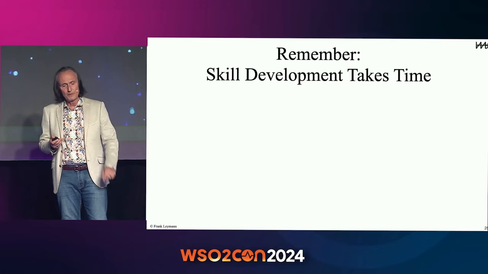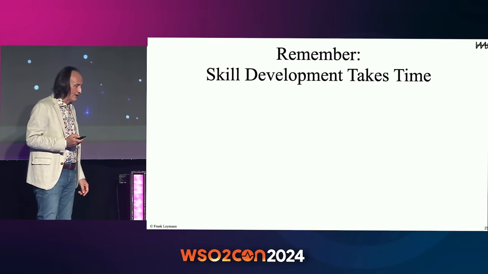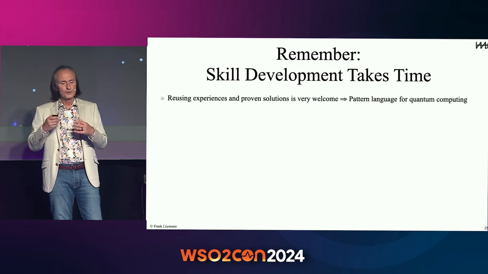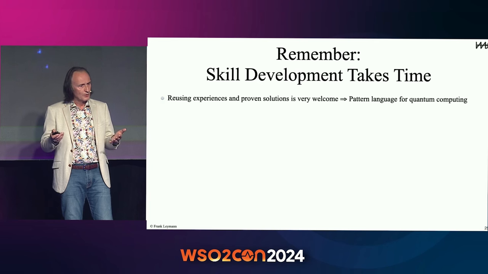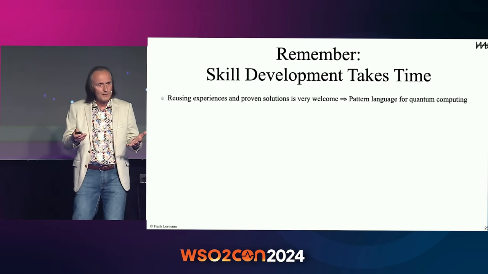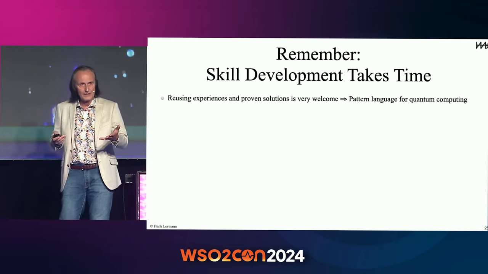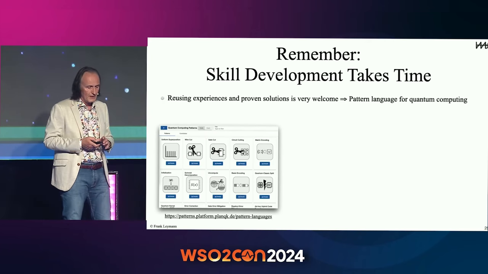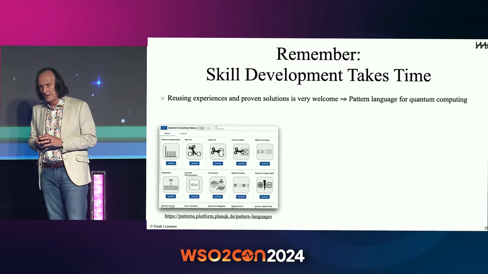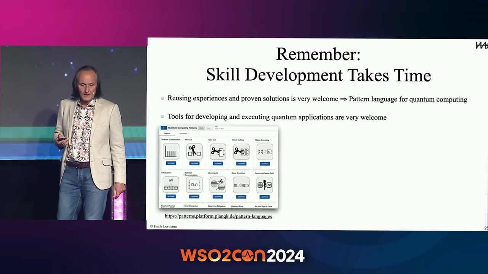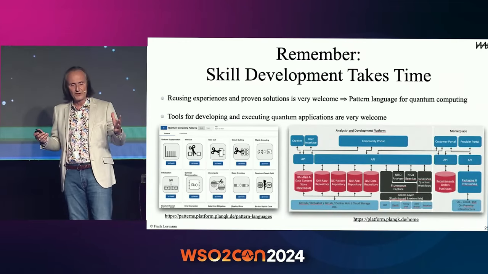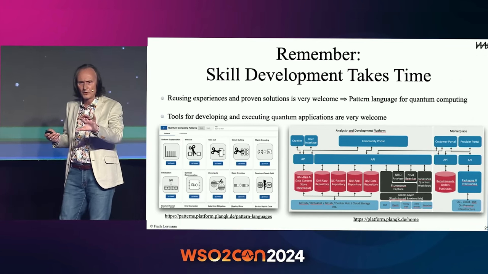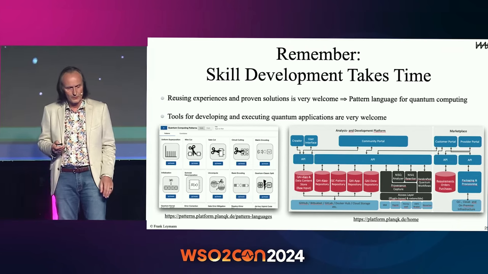And again, skill development takes time. So what is also available is the ability to reuse experience that others have in quantum computing and use proven solutions. So we built a pattern language for quantum computing that you can use to start building your application, to jumpstart this. You don't run into the same errors that developers ran into before. So there's a quantum pattern language in place. We also built with industry partners a platform that allows you to build these applications. We also had, a year ago or 18 months ago, a variant with Choreo here, so that you could build quantum applications based on Choreo.